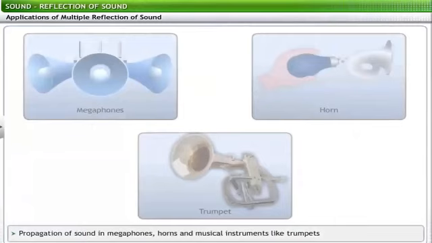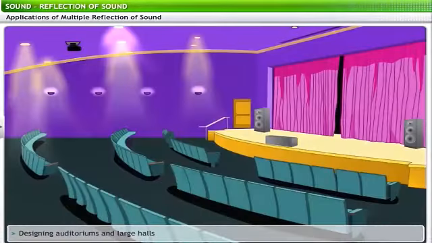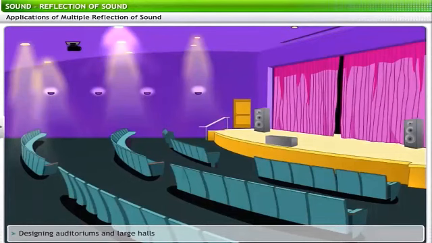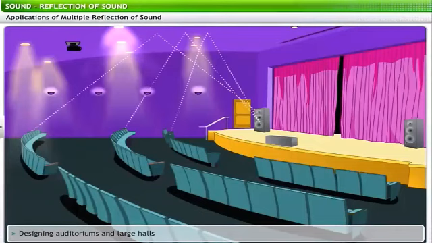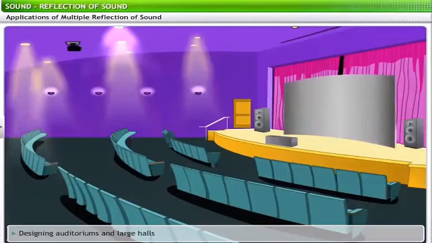There are various other applications of multiple reflections. Megaphones, horns, and musical instruments like trumpets are designed to magnify the amplitude of the sound and reflect and propagate sound waves in a particular direction. The curved ceilings of cinema halls and conference halls are also designed keeping the principles of multiple reflections in mind. The curve in the ceiling ensures that the sound is reflected to all the corners of the hall, so that there is an even distribution of sound. In some cases, a soundboard is positioned behind the stage so that the sound waves produced are spread across the hall evenly.